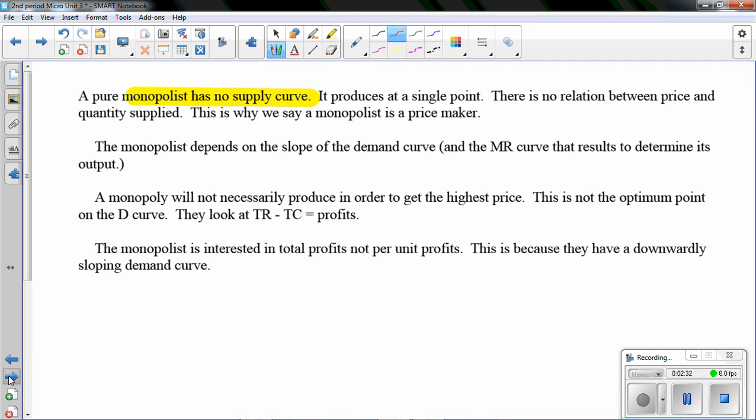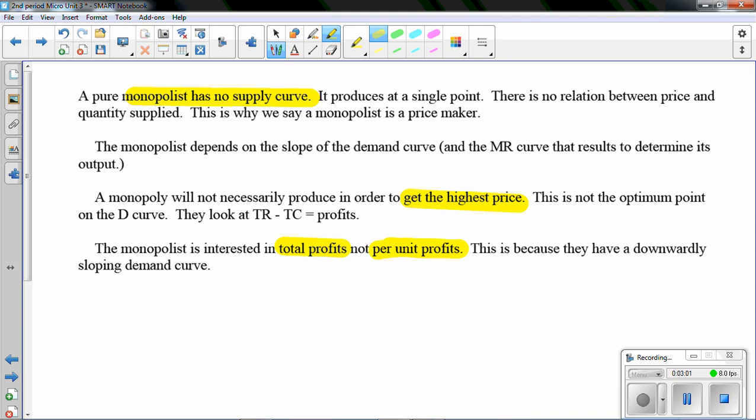Monopolists are not trying to get the highest price. A lot of people say, oh, monopolists are evil because they're going to charge a really high price. Yeah, they are going to charge a really high price, but they're not in it for price. What are they in it for? Profit. Yeah, they're in it for profit. They're in it to maximize their profit. So they're going to produce at the profit maximizing point. Yes, the price is higher than a regular firm, but they're still looking at it for profits. And they're looking for total profits, not per unit profits.